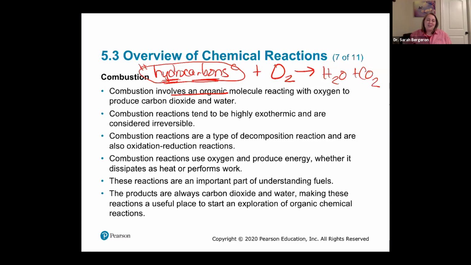All right, so combustion reactions use oxygen. That means oxygen is a reactant, and it's going to produce energy in the form of heat. So some of that can be used as heating our body, and then some of that energy can be used to perform work, and we'll talk about what that kind of work is. But it's really important to understand how combustion works, whether we're talking about fuel for our bodies or fuel for our vehicles. And so when we do this, remember, because you're going to be writing these reactions, you are always, always, always going to make carbon dioxide and water. And so these are pretty simple reactions and very, very predictable. And so this is a really good place to start looking at organic chemical reactions.